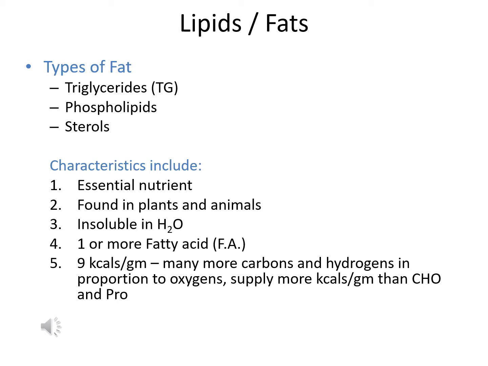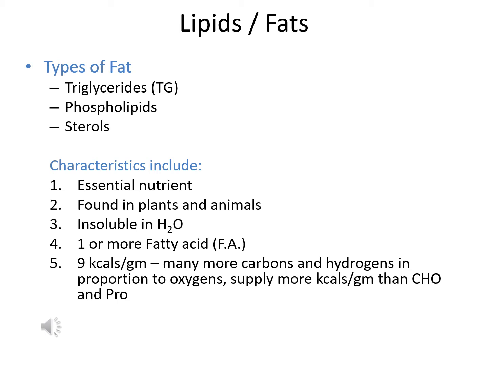Second characteristic is that these fats are found in both plants and animals. Often we think of fat being found in things like maybe a fatty cut of meat, butter, dairy products, but also consider that fat is found in plants. Think about vegetable oils, soybean oil, canola oil, corn oil. Those are all plant products, yet they do contain fat. Fats are also insoluble in water, which means that if you tried to mix them together with water, they won't mix. The fat will simply float on top. Fat is referred to as being hydrophobic.